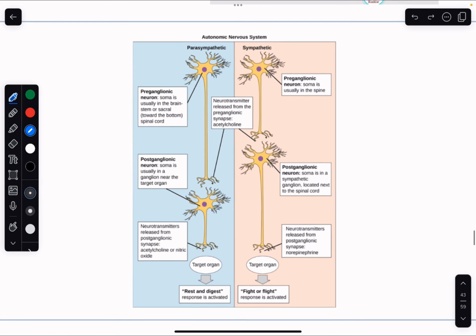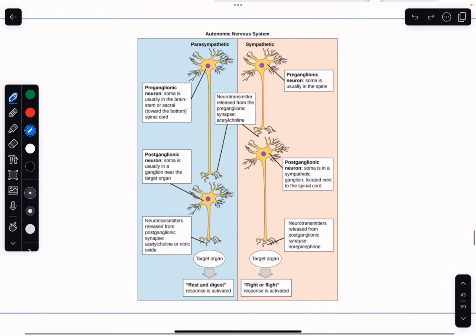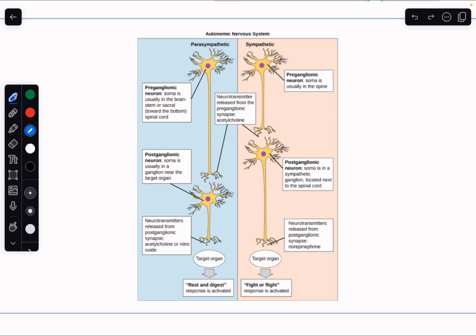All right. Autonomic nervous system, parasympathetic and sympathetic. So it looks like for parasympathetic, the preganglion is long, and then the postganglion is short. For sympathetic, the preganglion is short, but the postganglion is long. Let's see. So sympathetic is short. Yeah, that makes sense.